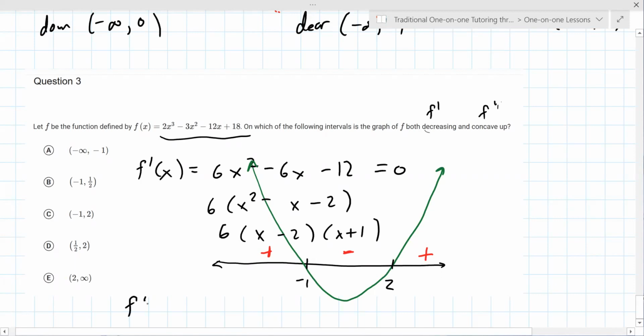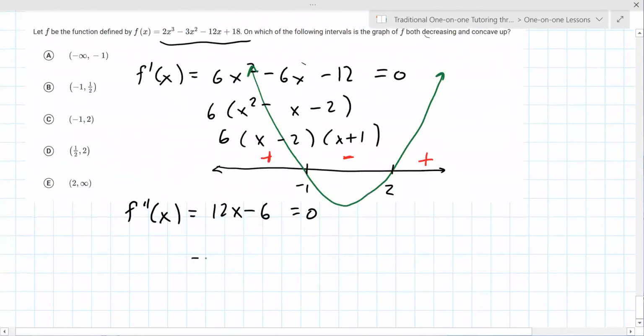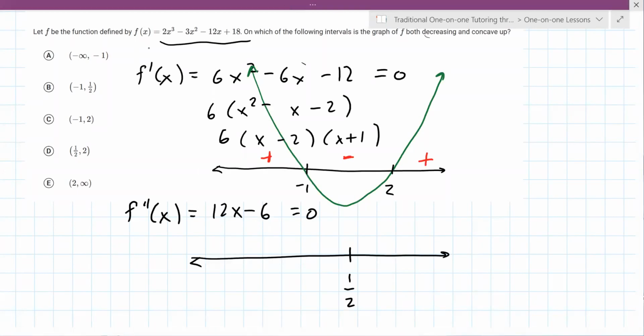We still need the second derivative. So the second derivative is 12x minus 6. Set that equal to 0. It's good if you can line up the numbers as roughly as you can for this next part. So 12x equals 6, and then you divide by 12. Oh, I'm sorry, that's completely wrong, what I did. It's 1/2.